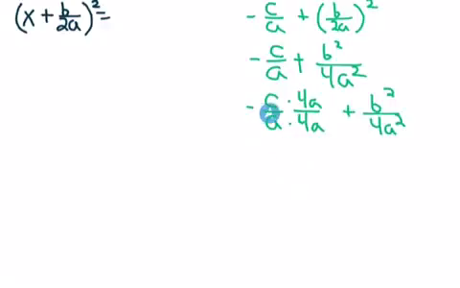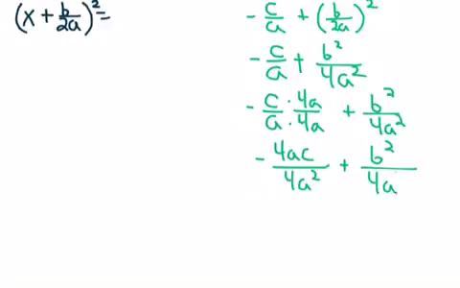So you know how to multiply fractions. We've got negative c times 4a across the top, and I get negative 4ac. Okay, that's the same as 4a times negative c, negative 4ac. a times 4a, that's going to give me 4a squared on the bottom, plus b squared over 4a squared.